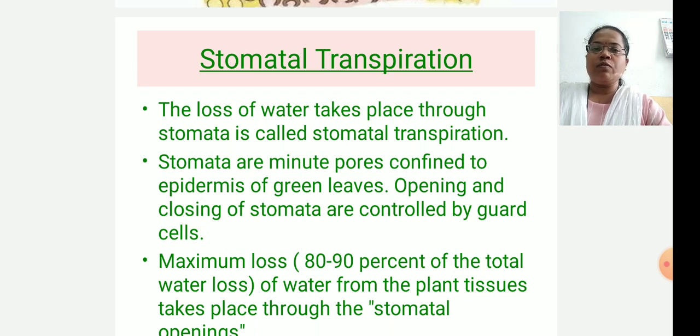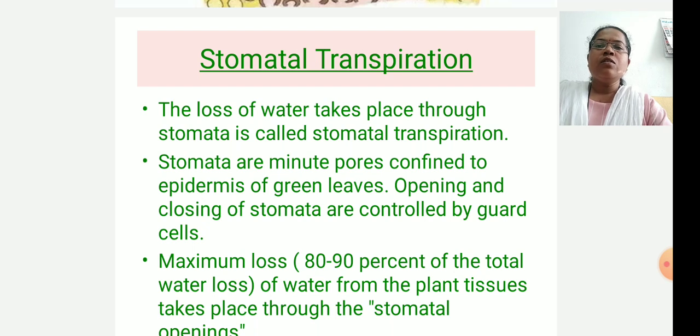When you see the structure of the stomata, each stomata has two kidney shaped or dumbbell shaped guard cells which are surrounded by subsidiary cells, and these two guard cells internally have a pore, and that is known as the stomatal pore. Now when these two guard cells get stretched, the stomatal pore automatically opens and water gets evaporated from the leaves to the outside, and when they get relaxed, the stomatal pore gets closed.